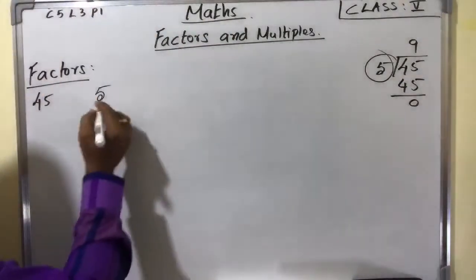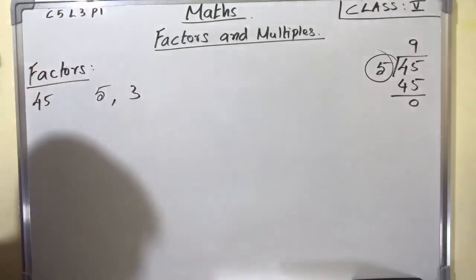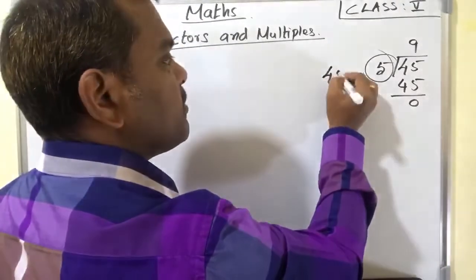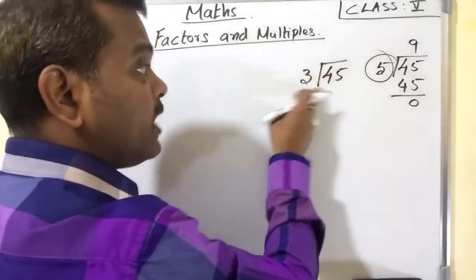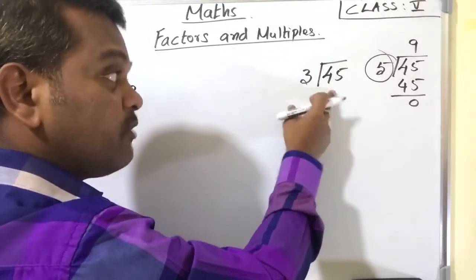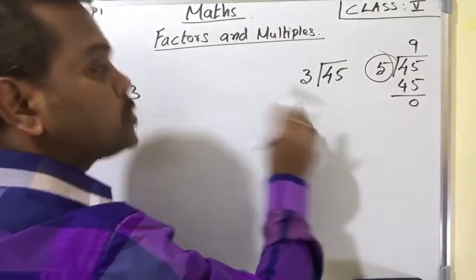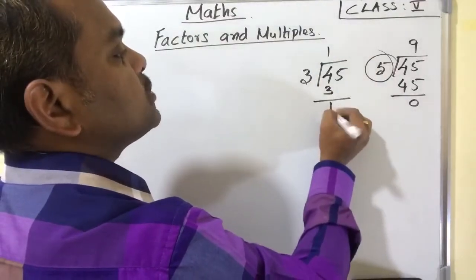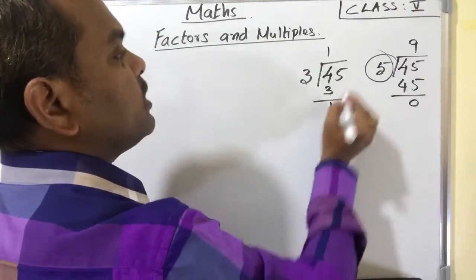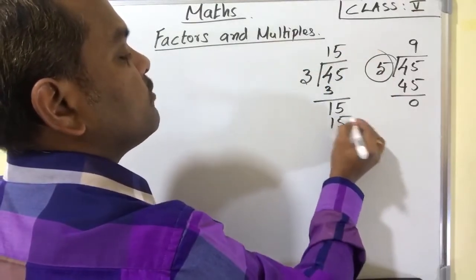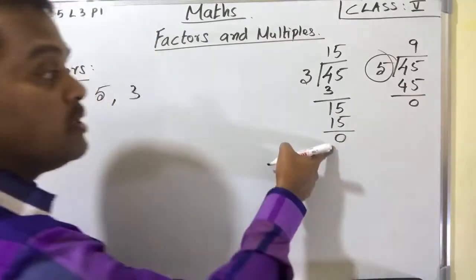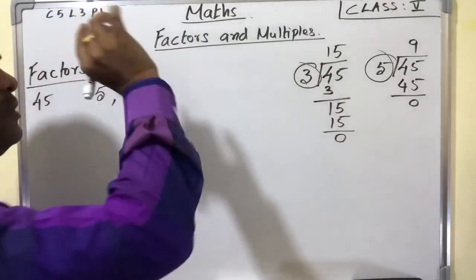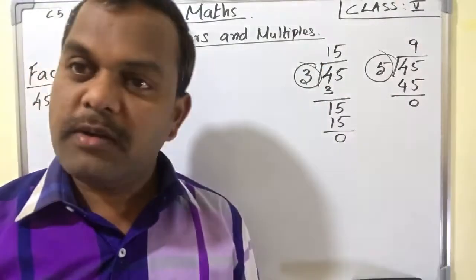Okay, one more number I will take. Is 3 a factor of 45? We will check. 3 should divide 45 and it should not show any remainder. 1 3 is 3. Balance 1. Bring this 5 down. 15. 5 3s are 15. Balance 0. No remainder. So 3 is also a factor of 45.